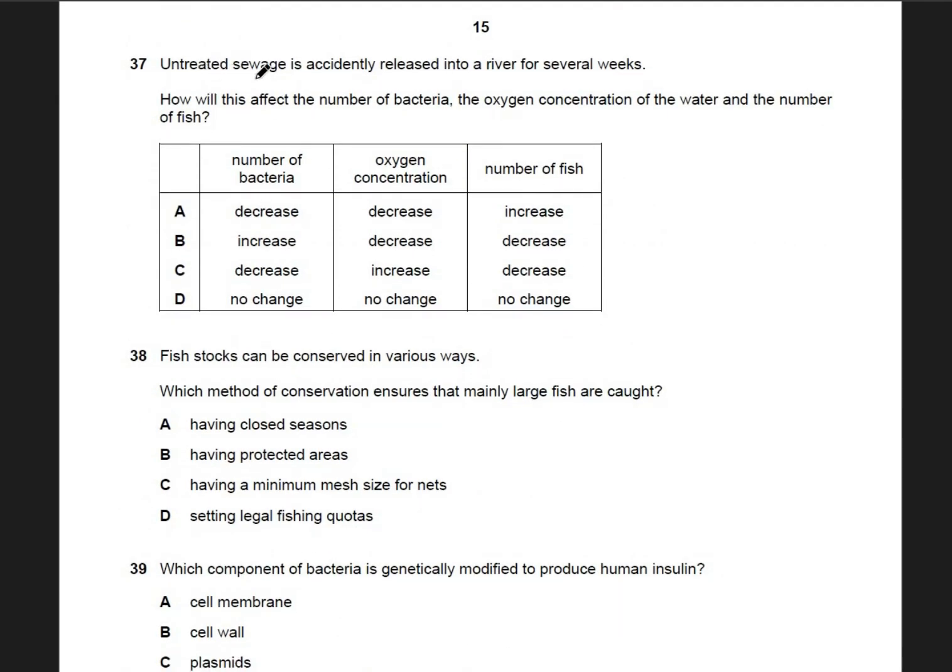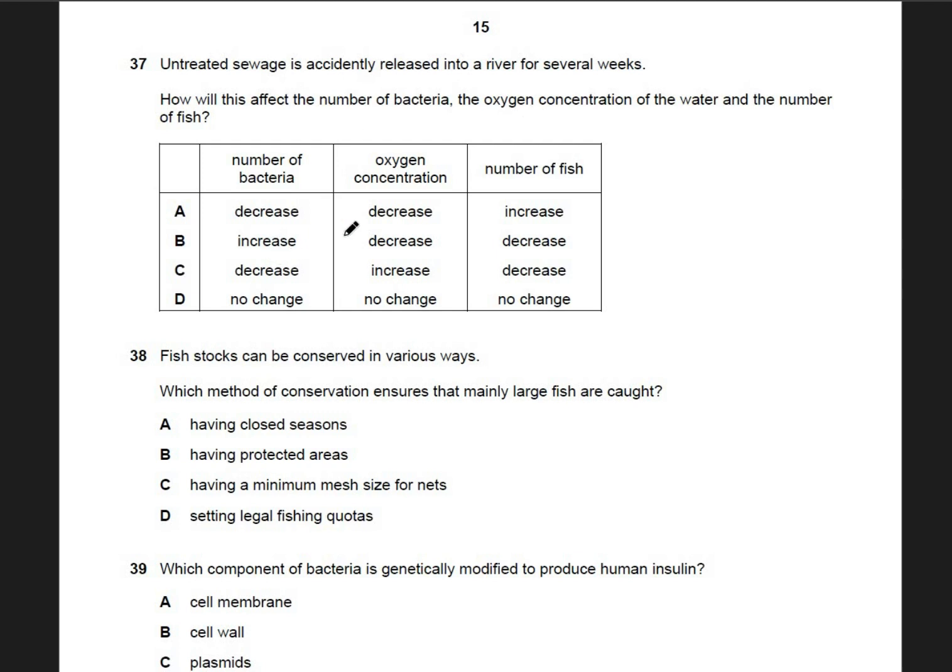Question number 37 says, untreated sewage is accidentally released into a river for several weeks. How will this affect the number of bacteria, the oxygen concentration of water, and the number of fish? So untreated waste is getting released into the river for many weeks, and they're asking the effect of this inappropriate disposal on the number of bacteria and the oxygen concentration. All right. So what will happen?